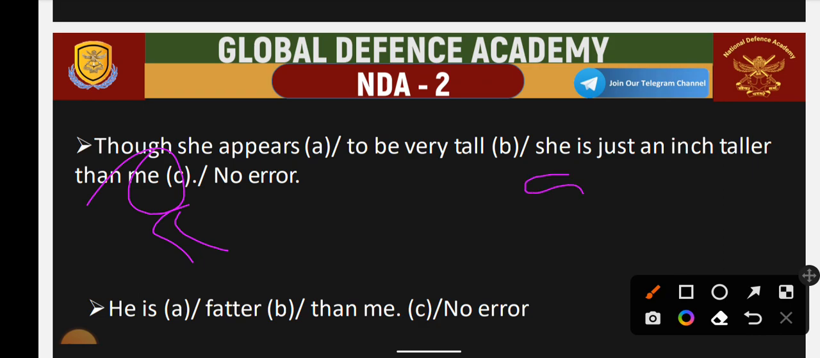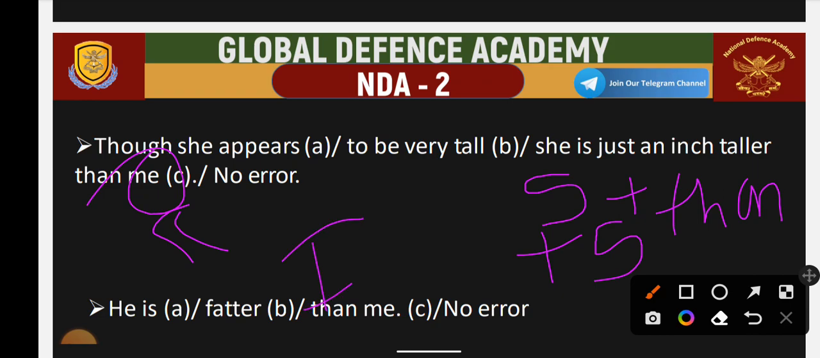When the subjective case is followed by then, what you have to do is use the subjective case as well. And here, me is not a subjective case of a pronoun, it's an objective case of a pronoun. Of which pronoun? I. You know, I changes into me when it comes to the objective. I guess you will get it. Okay.